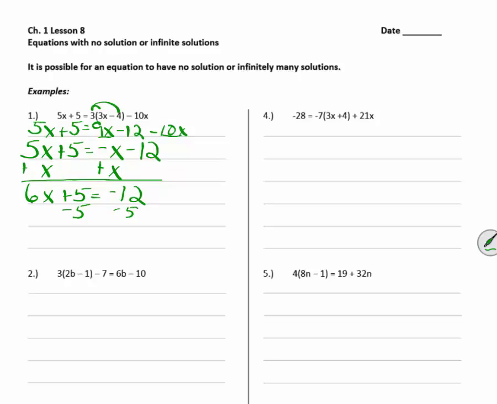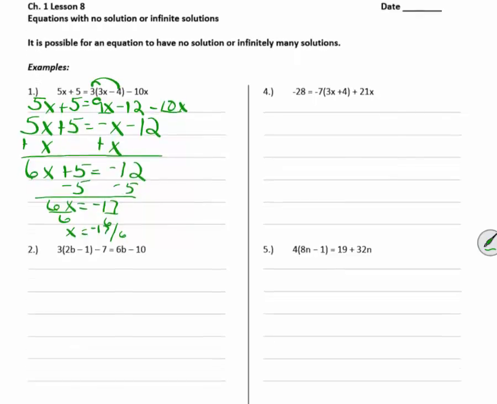Subtract 5. So 6x equals negative 17. Divide by 6 or multiply by 1/6, either way. And we're going to keep these as fractions. All right, so that was review. Beautiful. All right, let's try number 2.